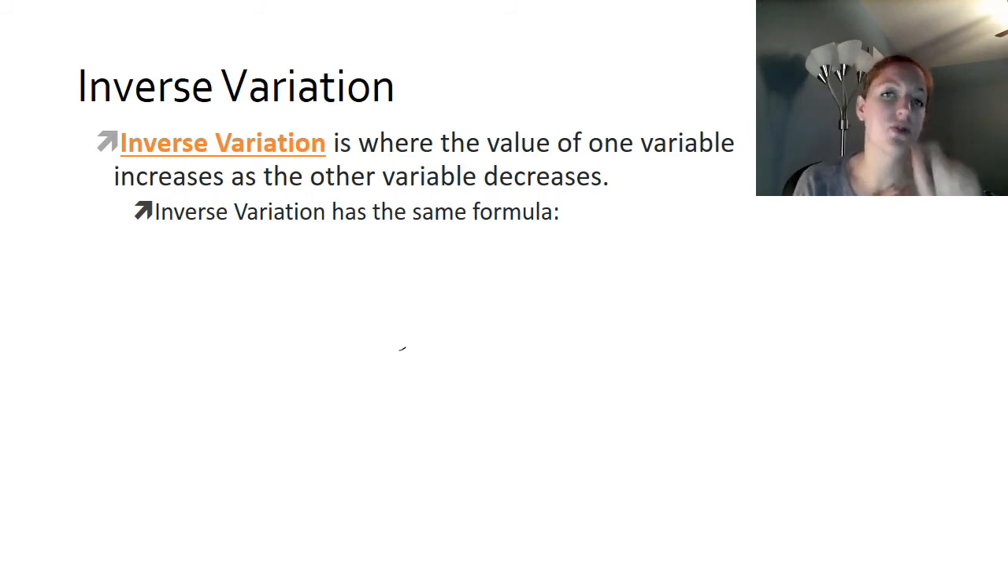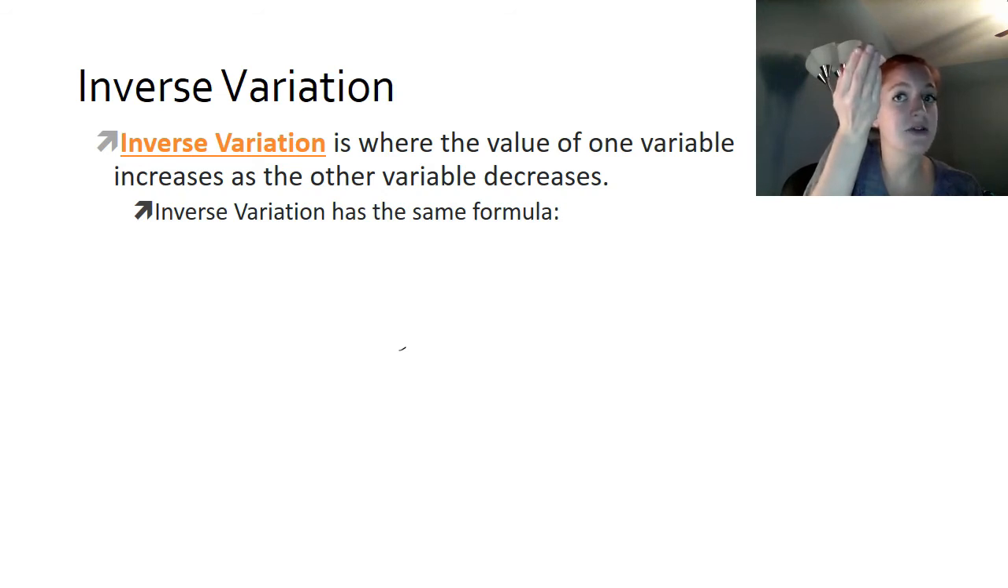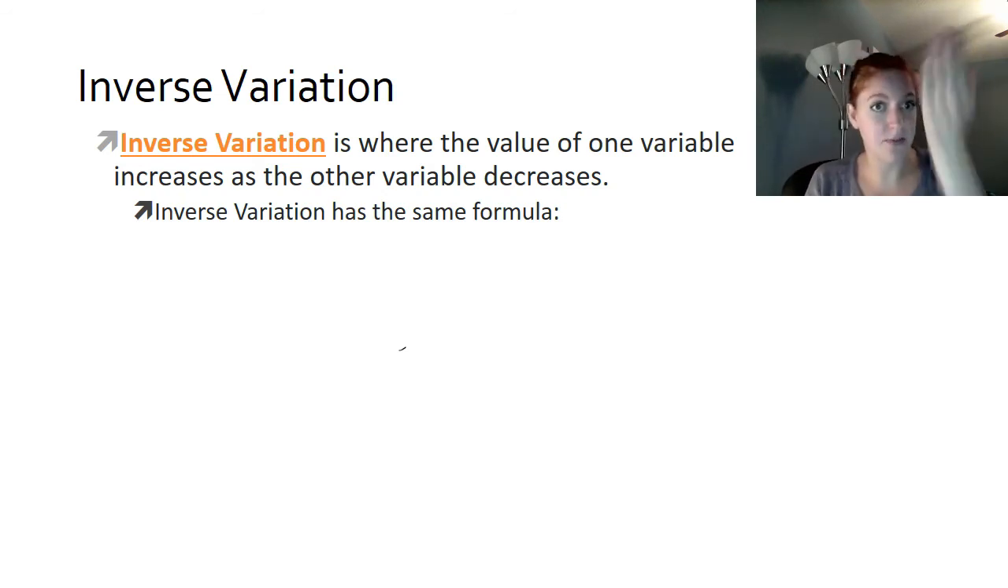Inverse variation is where the value of one variable increases as the other variable decreases. So direct variation, both were going up. But inverse variation says, how about instead of both, they're going opposite. So one's going up, and that's forcing the other to go down, or vice versa, okay?